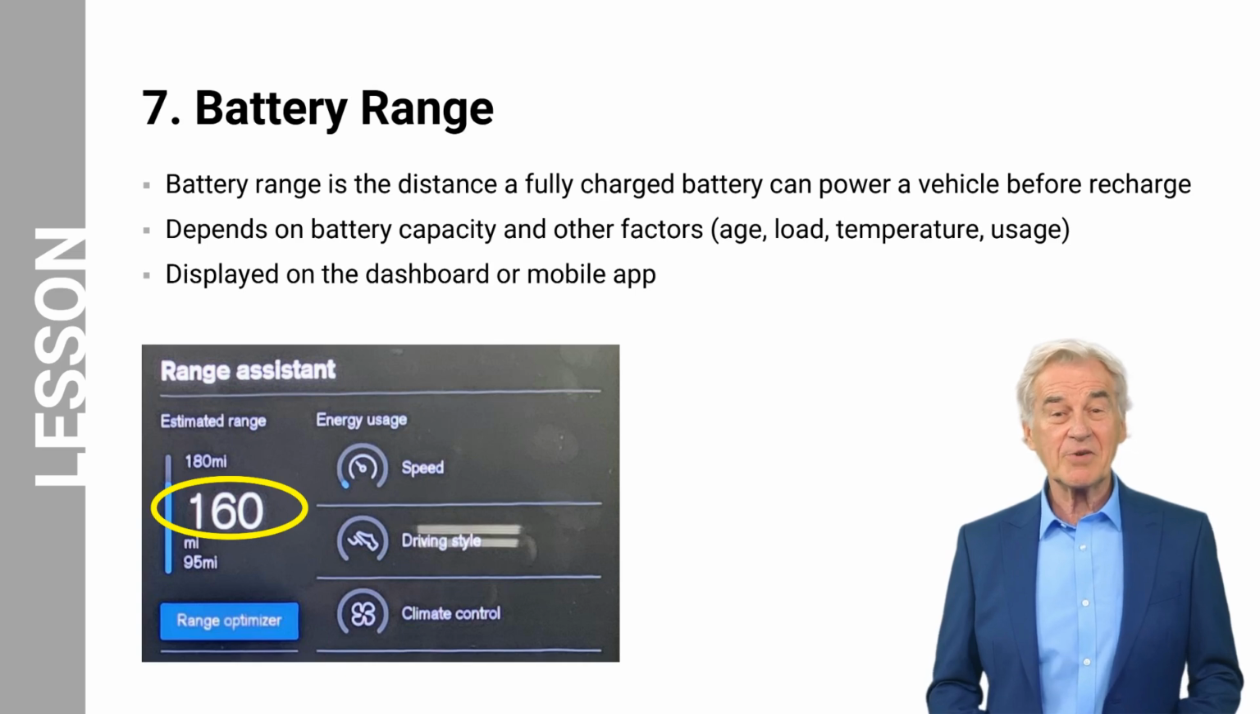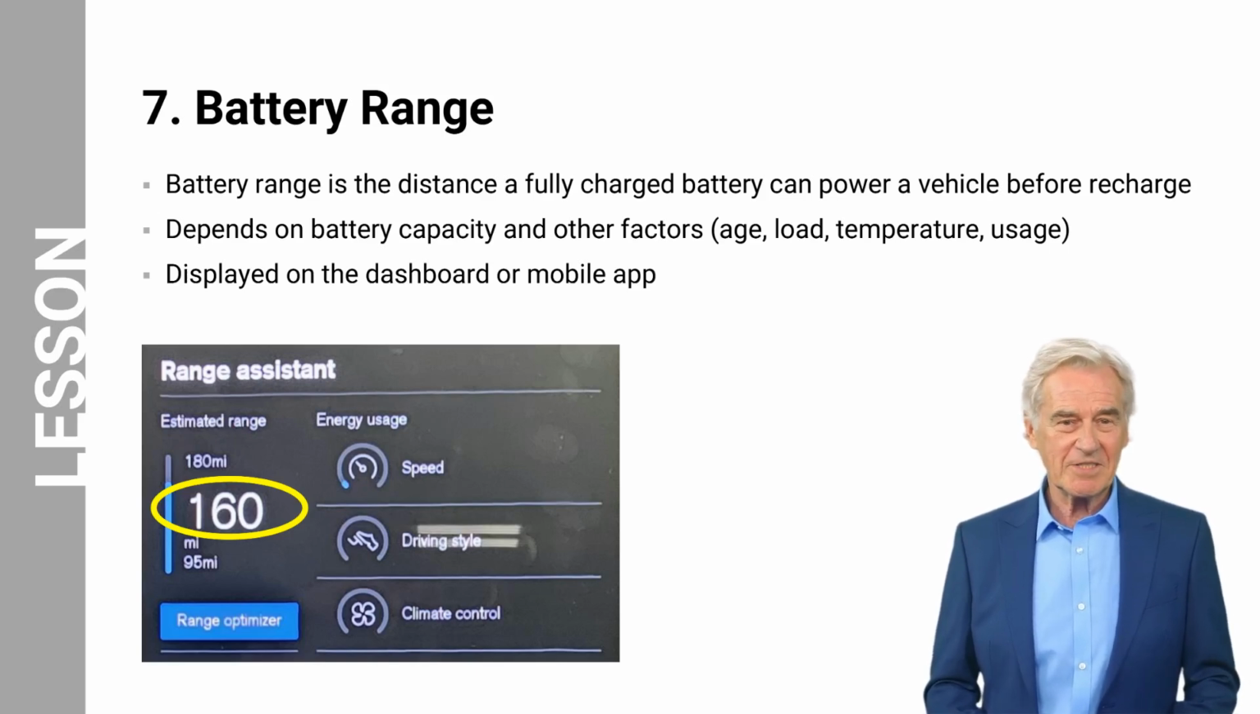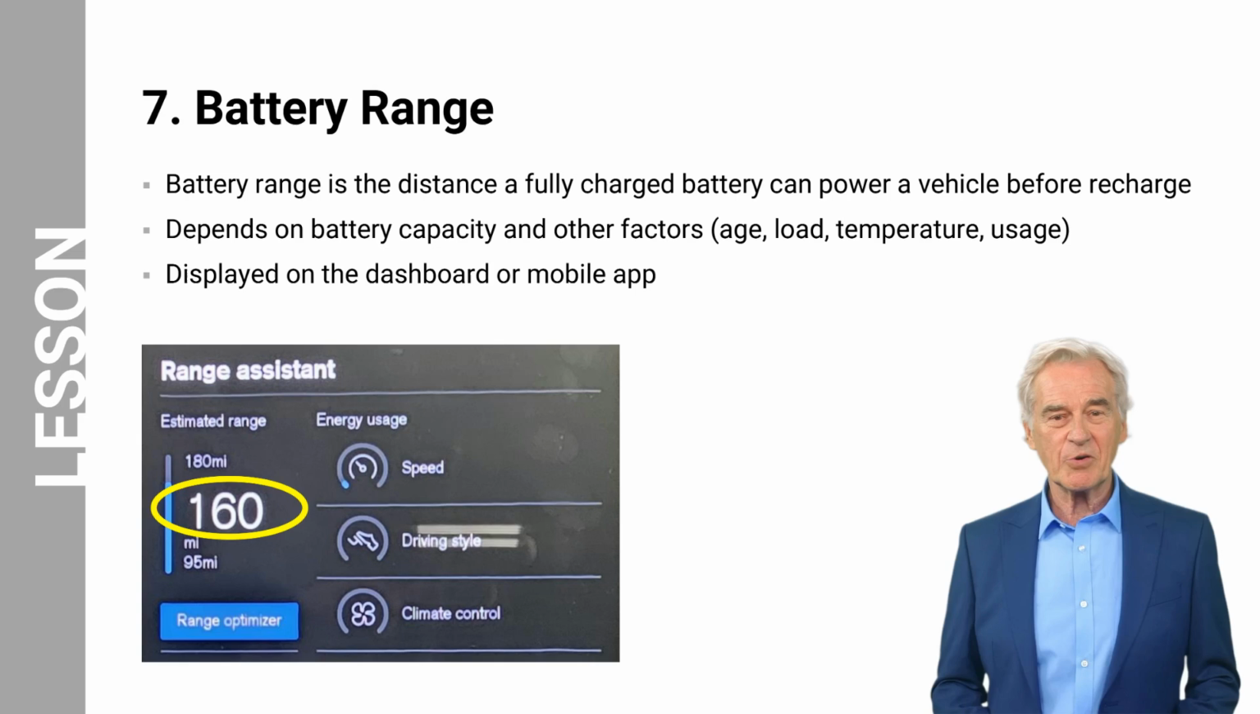It is influenced by factors such as battery capacity, vehicle efficiency, driving conditions, and speed. An EV's battery range is displayed on the vehicle's dashboard instrument cluster or mobile application and shows a numerical value or a visual indicator that represents the estimated distance the vehicle can travel on a full charge.